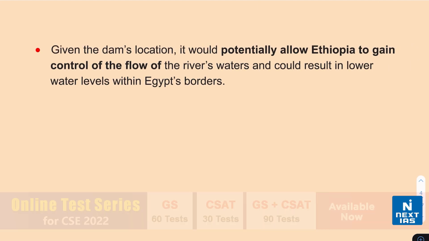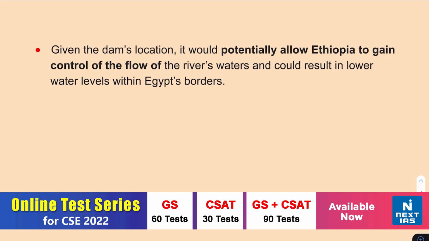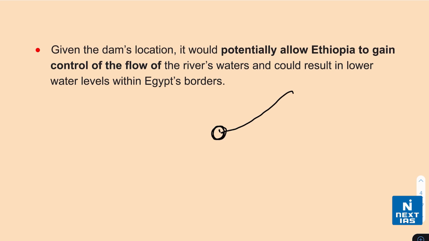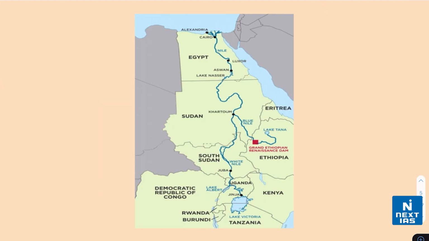So given the dam's location, it would potentially allow Ethiopia to gain control of the flow of river water. It can lead to loss of water for Egypt, as Egypt lies on the downstream of the dam. Now this dispute was already there since the construction of the dam started, but now the dam has started functioning and producing electricity.